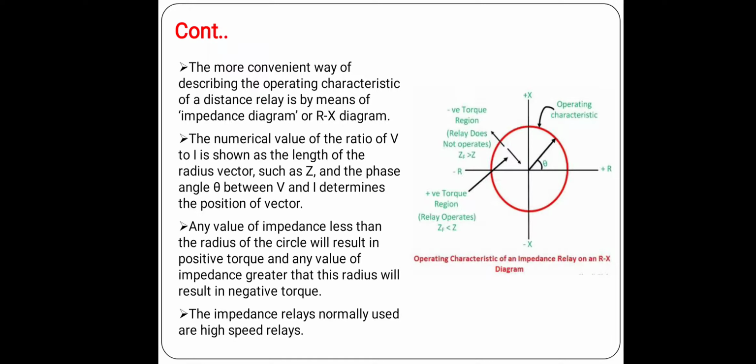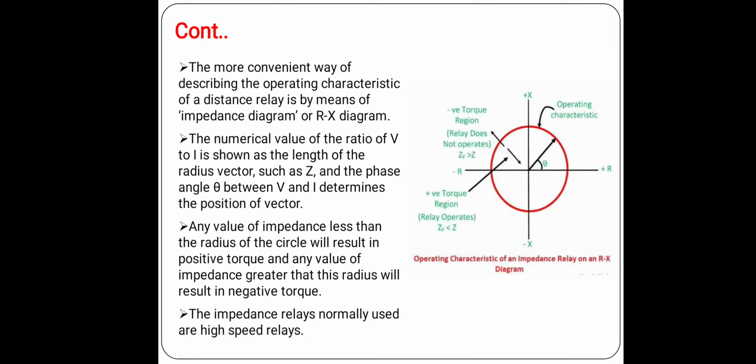But when the impedance during the fault condition increases beyond Z, the value lies outside the circle, and this outside region is known as the negative torque region, which means the relay will not operate in this case. I must say that the operation of the impedance relay is practically independent of the phase angle. So the operating characteristic is a circle with its center at the origin.